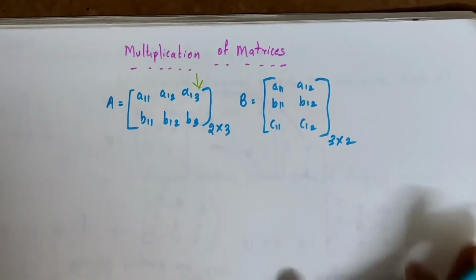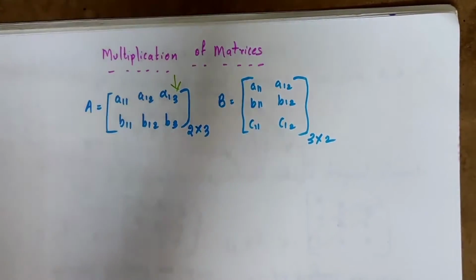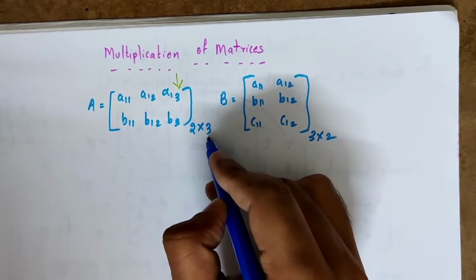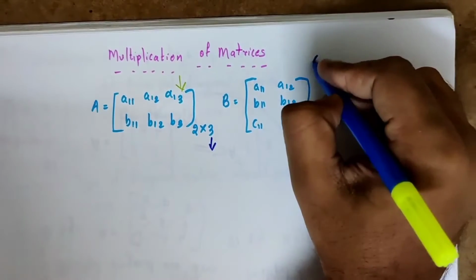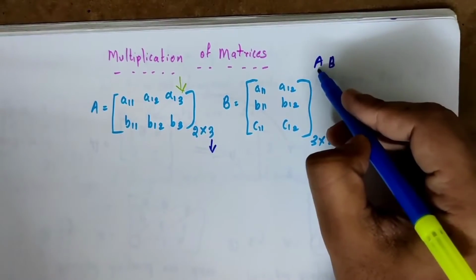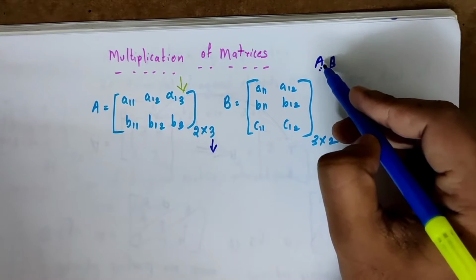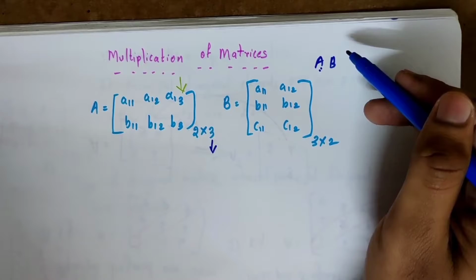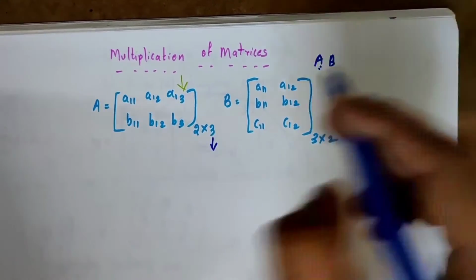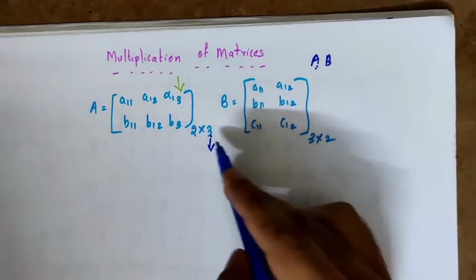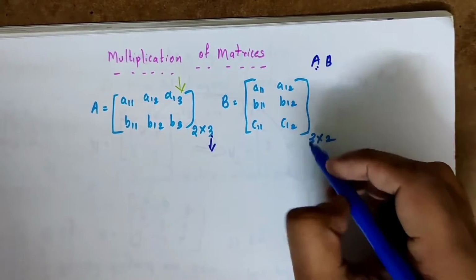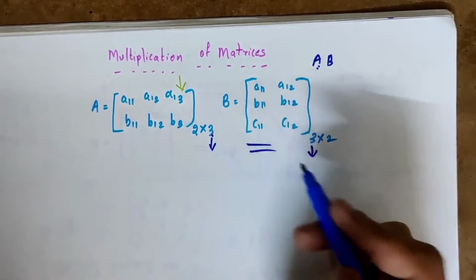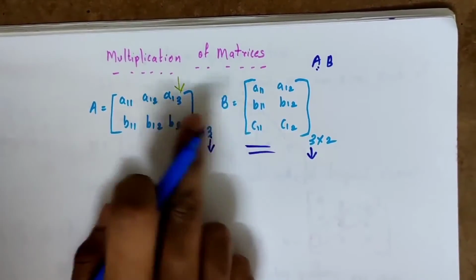So first of all, the necessary condition for the multiplication of two matrices is this: if you are multiplying A into B, the number of columns present in the first matrix, A, should be equal to the number of rows present in the second matrix. Here the number of columns is 3 and the number of rows in the second matrix is 3, right? So these two are equal, so only then can you multiply these two matrices.